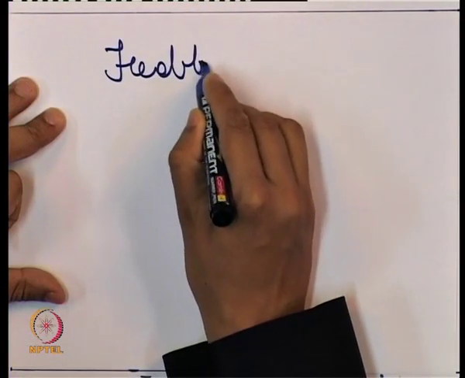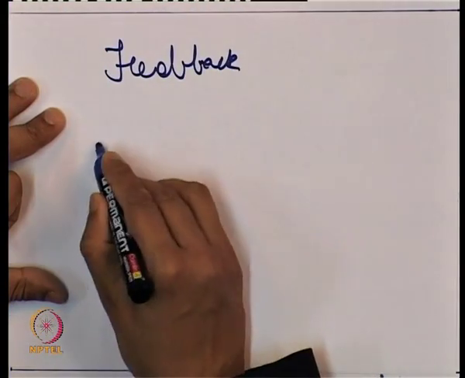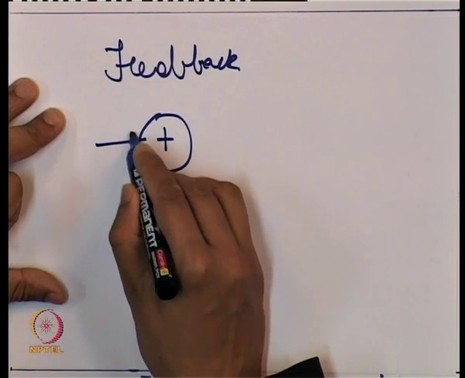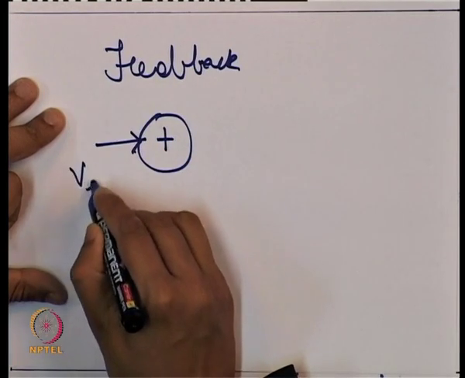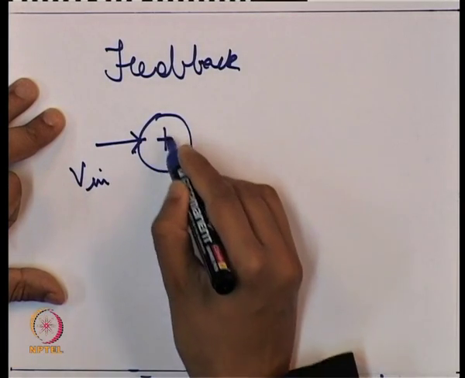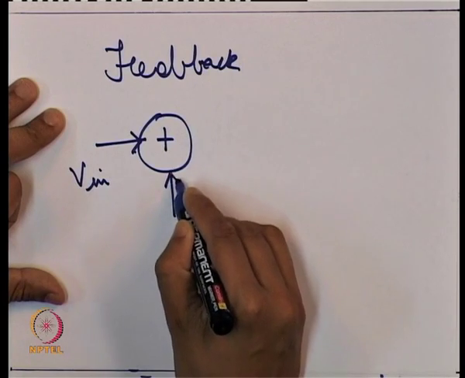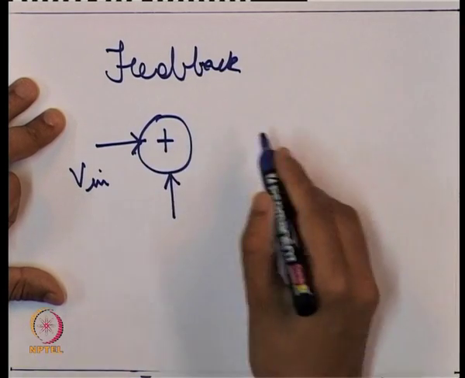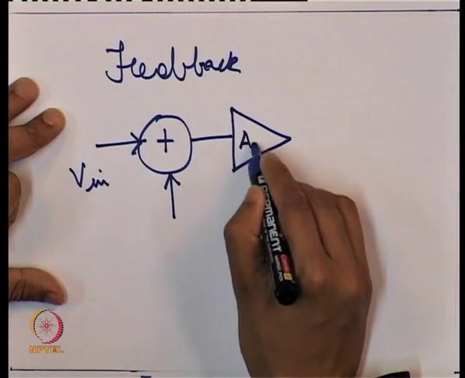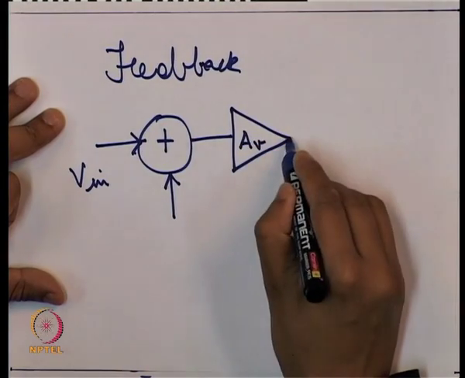Recall that diagram that I had used. Here everything is the same except instead of a negative sign here, it's all positive here. So the feedback signal is being positively added to the input signal.